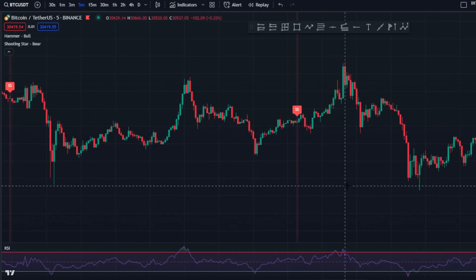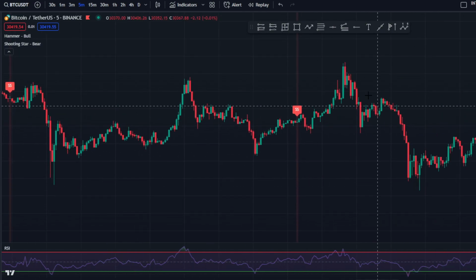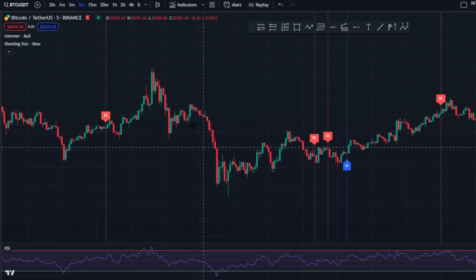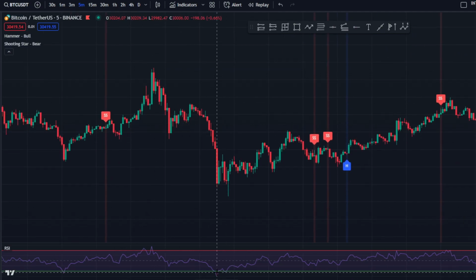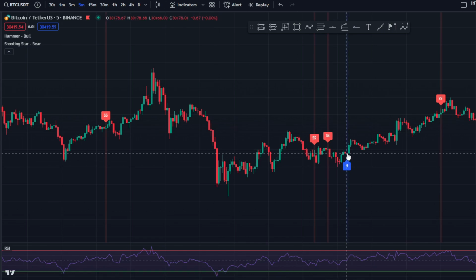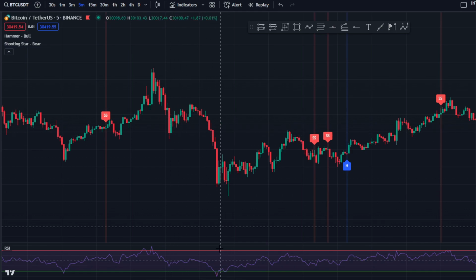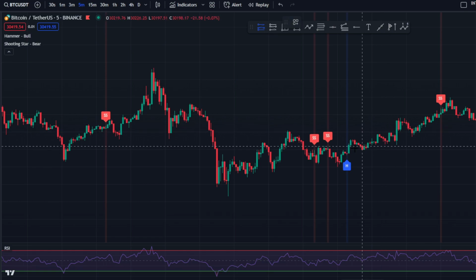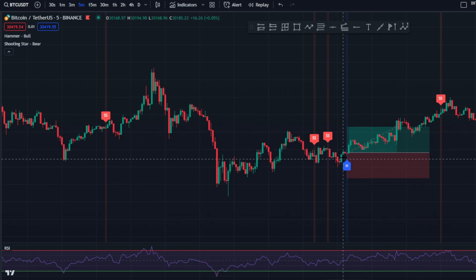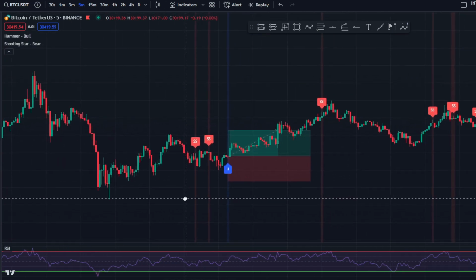For you to take a long position, firstly there must be a dip of the chart below the 30 range on the RSI. Once it goes below the 30 range, you're going to be looking for a hammer candle, and here we see that it dips into the 30 range. You're going to enter on the next hammer candle that there is. So right here you're going to enter on that hammer candle.